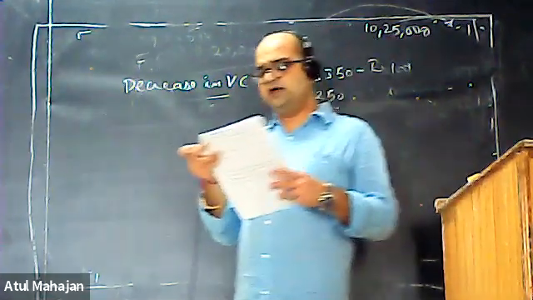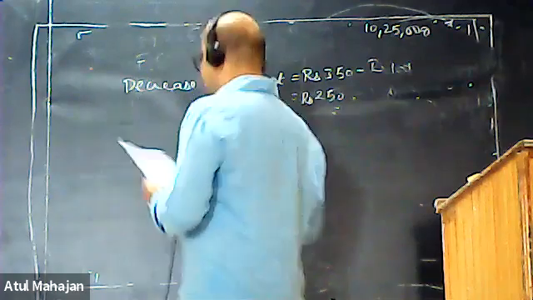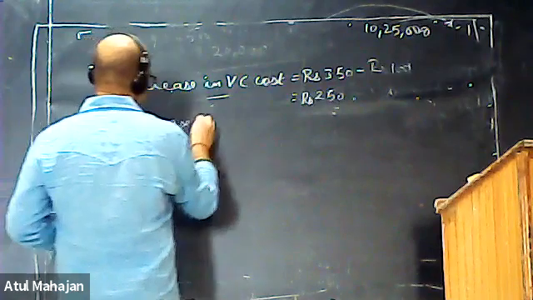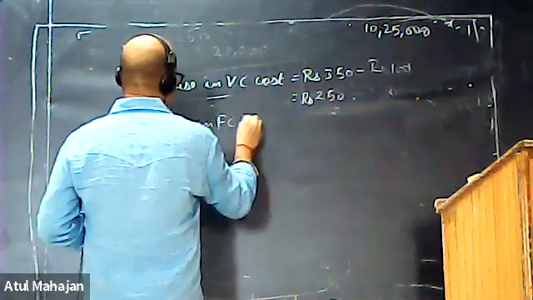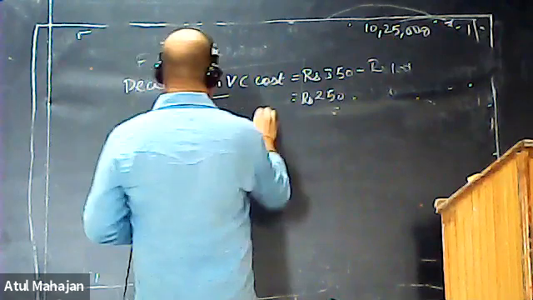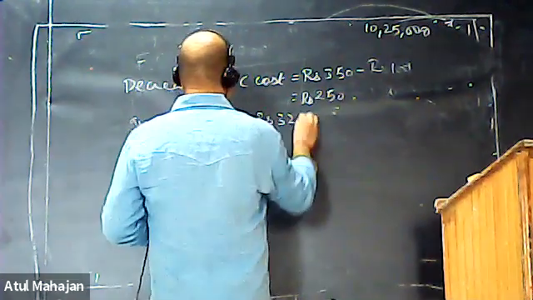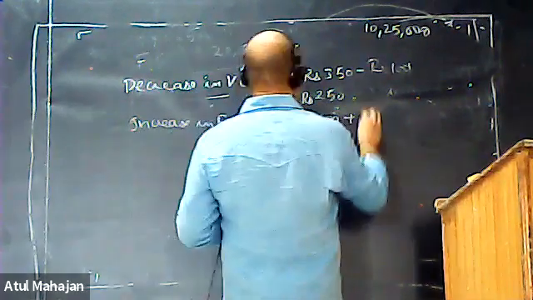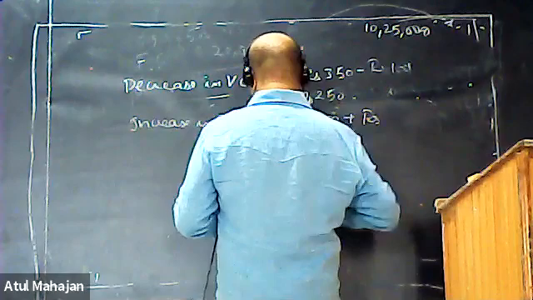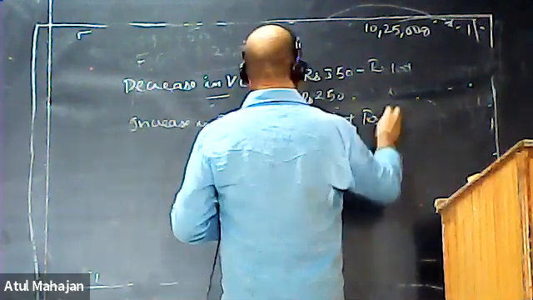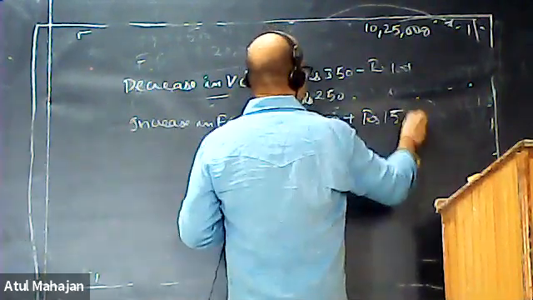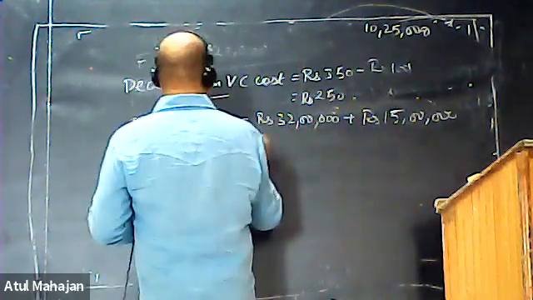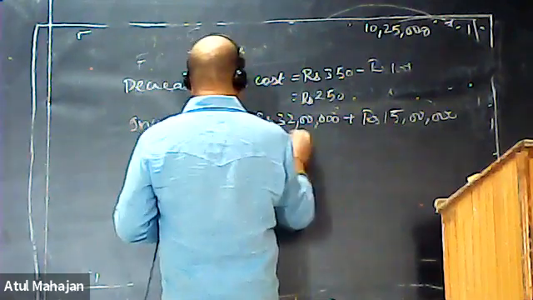Okay. Now what is the increase in fixed cost given to us? Increase in fixed cost is given by rupees 32 lakhs plus rupees 15 lakhs, which was the increase made in the fixed cost. So it will come out to be near about 47 lakhs.